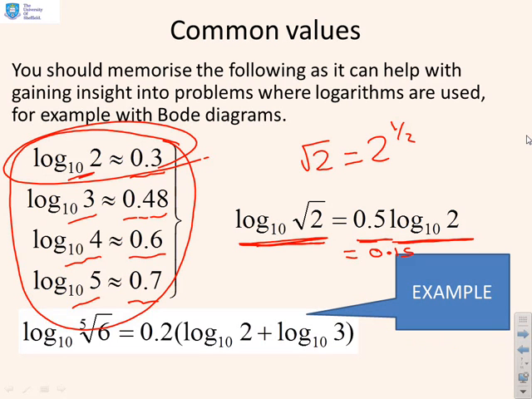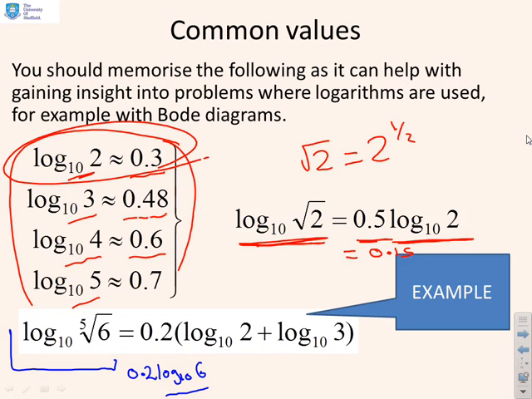Another example for you. What happens if somebody asked you to find, you can see down here, log 10 of the 5th root of 6, and you might think, well, how on earth am I going to do that? But you'll see it's relatively straightforward, because the 5th root is the same as saying 0.2 log 10 of 6. So I've just taken the power outside. And now all I need to know is, well, what's log 10 of 6?